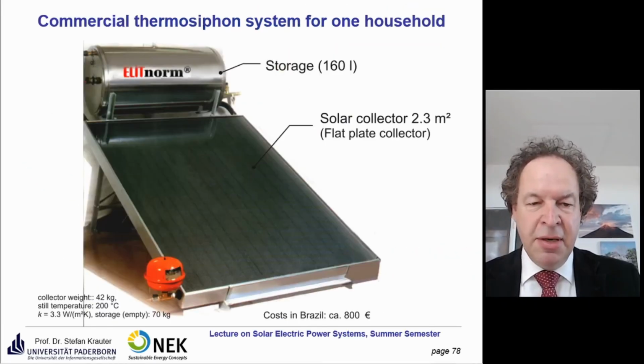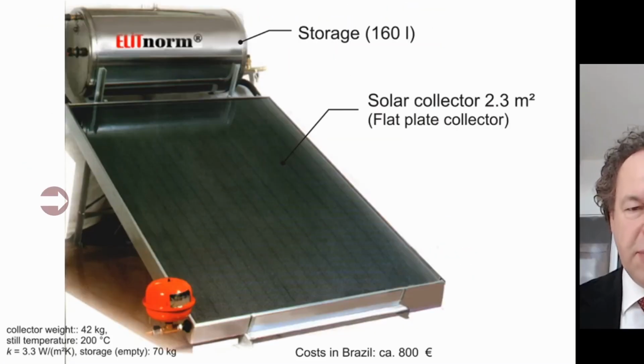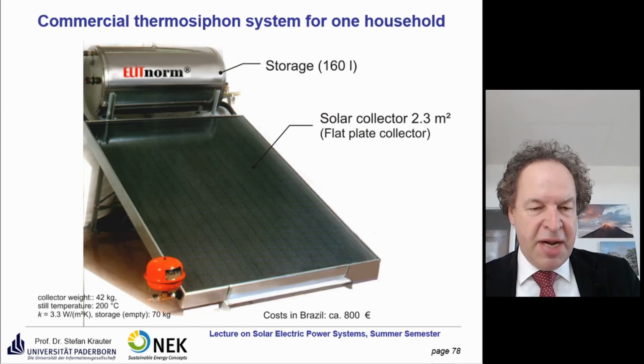Some examples here. Here you see the attached storage. Typical collector size for families is between 2 and 2.5 square meters. I think this is a Turkish brand. It's also exported to Brazil. It's about 800 euros, complete system. It weighs 42 kilograms, and you have a stillstand temperature of 200 degrees Celsius.